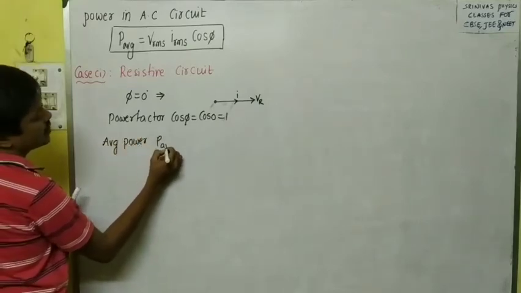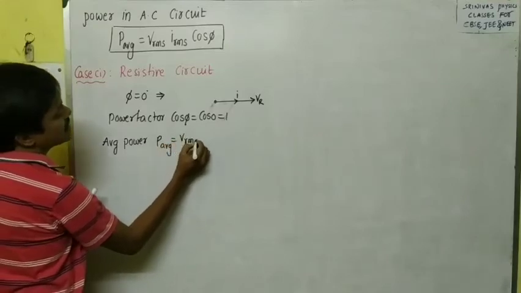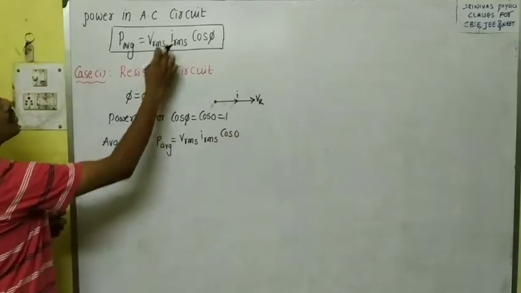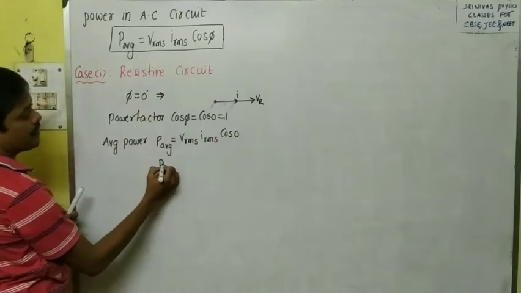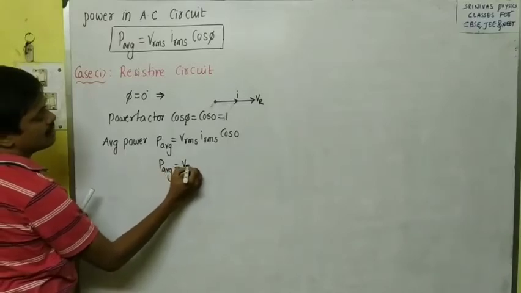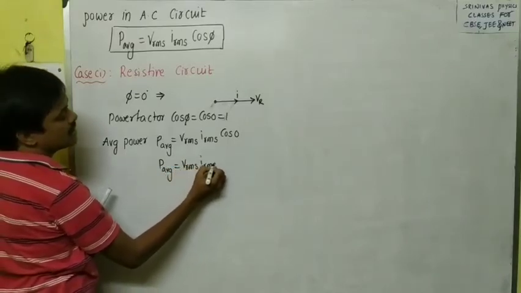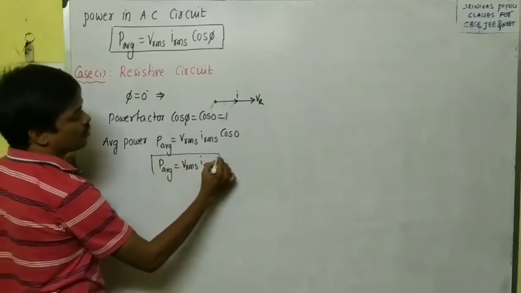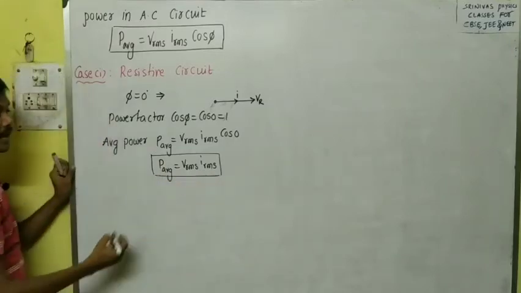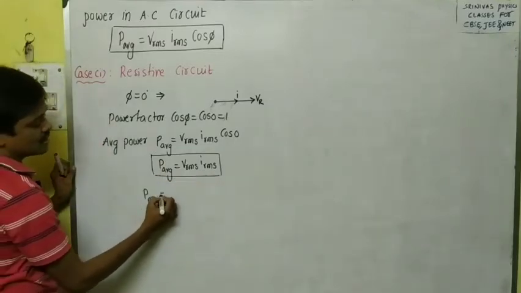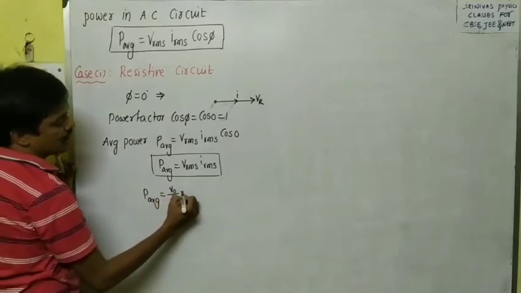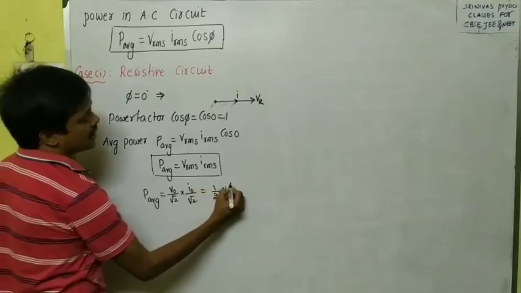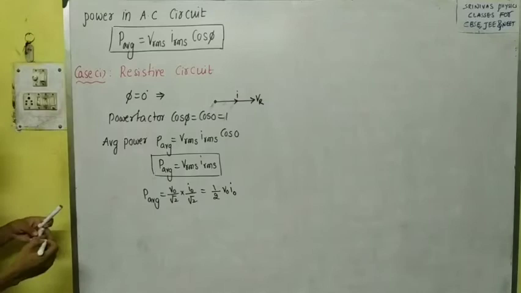Then the average power, its formula is Vrms into Irms into cos phi. Cos 0 value is 1, so we get the average power as Vrms into Irms. This is RMS voltage and RMS current. If you want to write it in terms of the peak values of current and voltage, you can express it that way also. Vrms is V0 by root 2, Irms is I0 by root 2. Then we write half into V0 I0. This is also the average power in a resistive circuit.